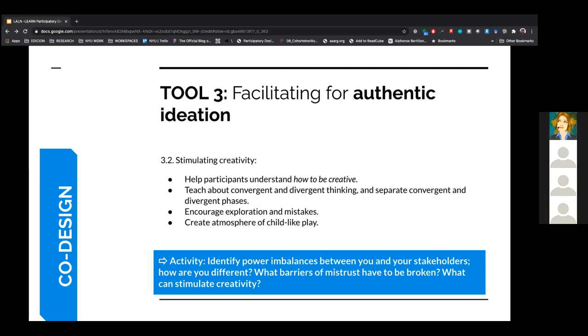Divergent thinking is actually when your brain's trying to just create connections. So divergent thinking works best when you actually suspend your judgment. And getting your stakeholders to realize that these are two different processes, and to use each one of these parts of their brain at the right moment, is very important.